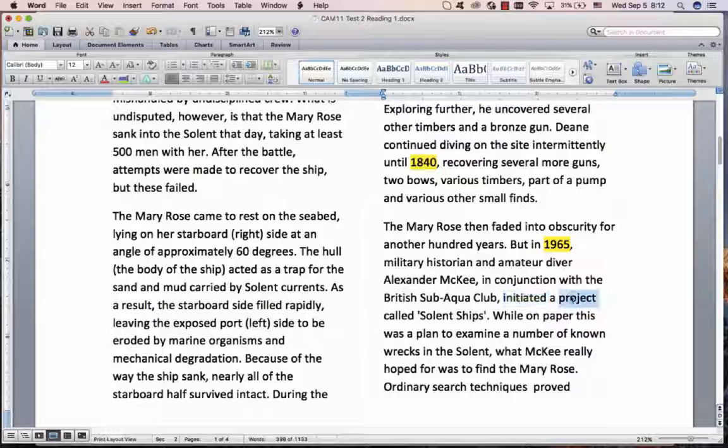started a project called this. On paper, this was da-da-da. What he really hoped for was to find the Mary Rose. Quite difficult. I just want you to notice this while is one of our contrast markers. It's like a however or a but. So I can take that out and put however in there. It's the same meaning. And as I said before in Cambridge 12, this is the important information.